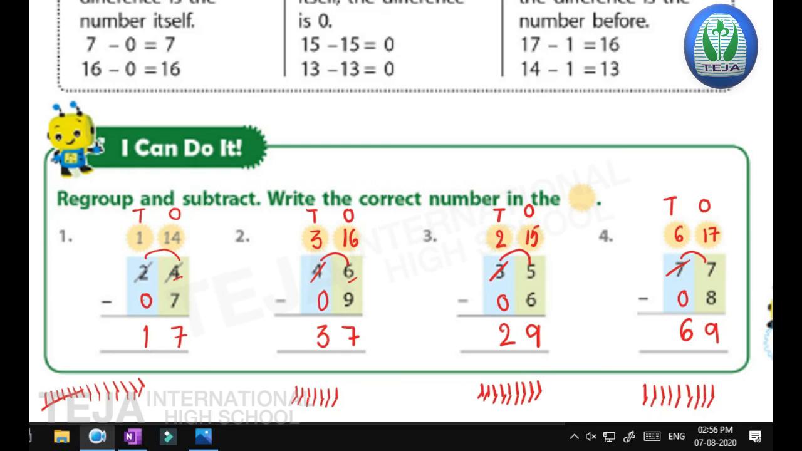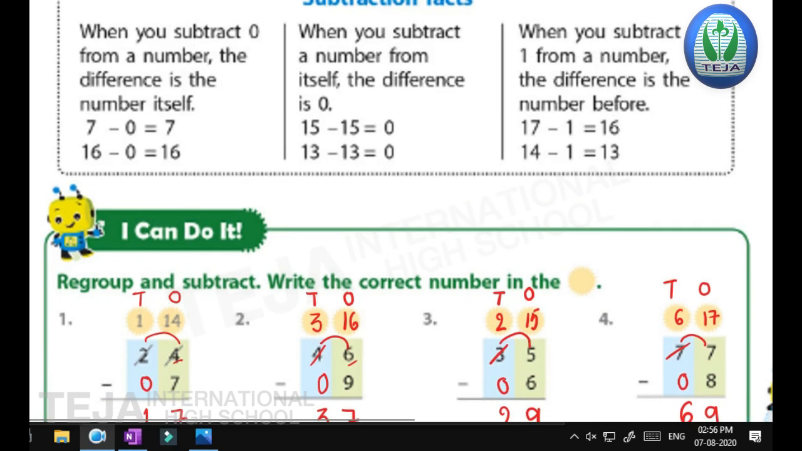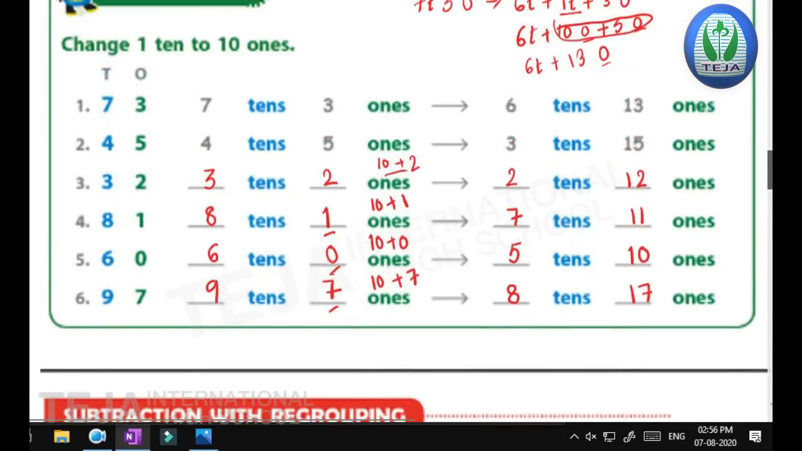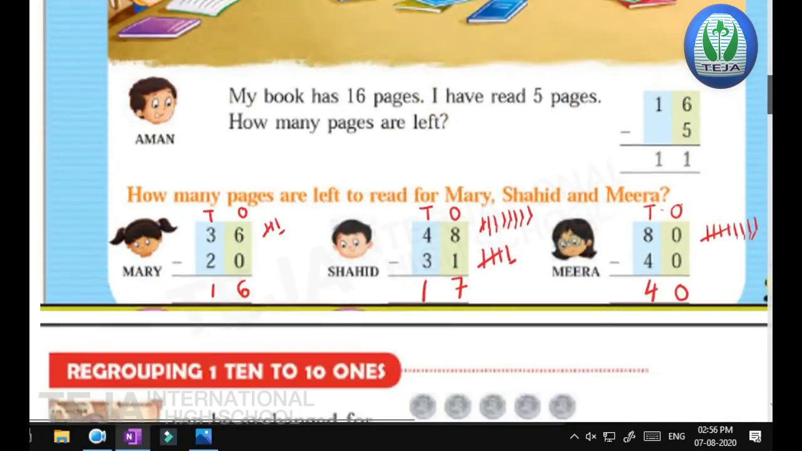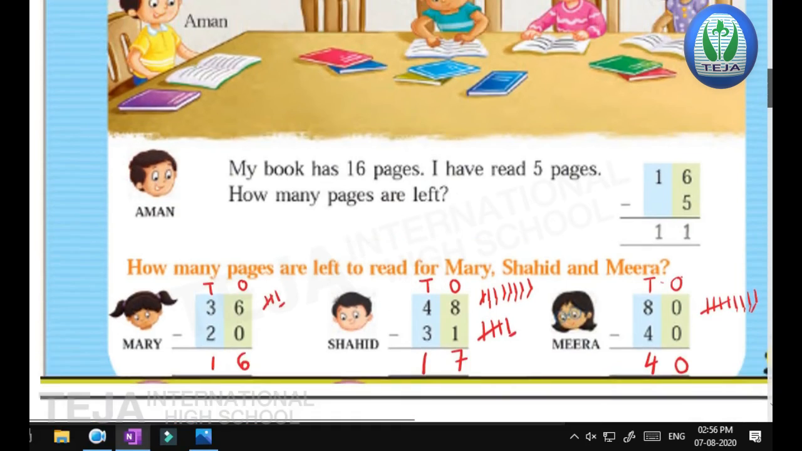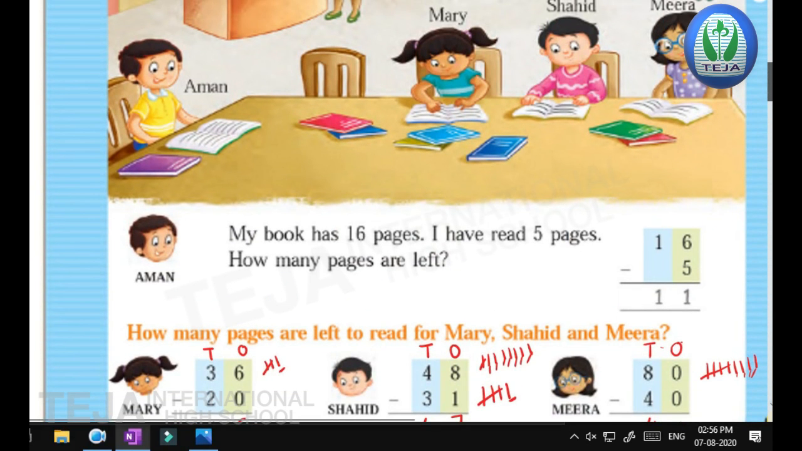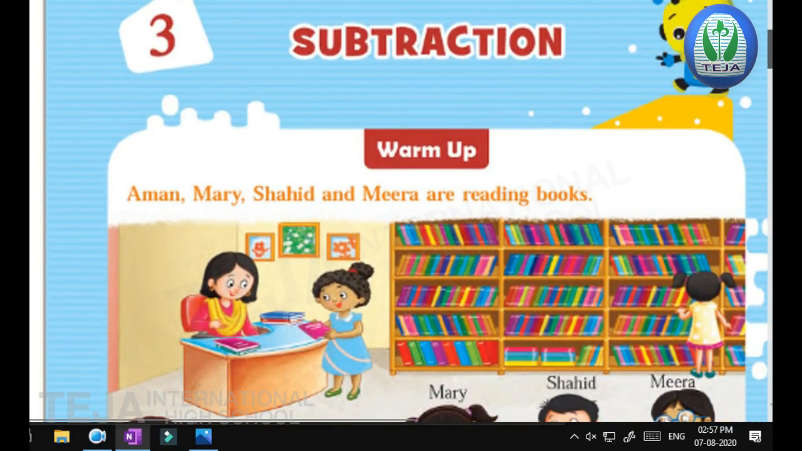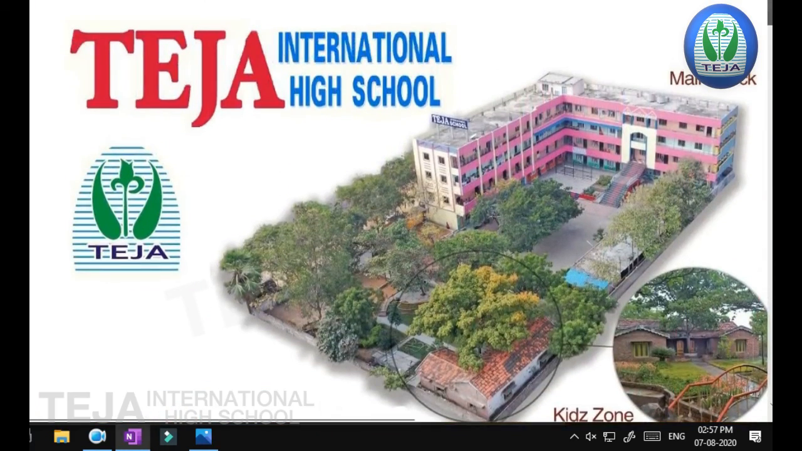Okay children, in this session we have discussed warm up as well as how to change 1 ten into 10 ones and regroup and subtract. And in tomorrow's session we'll discuss a few more topics and we'll complete exercise 1. Okay children, and today your homework is to complete the warm up as well as the 'I can do it' questions that we have discussed in today's class.